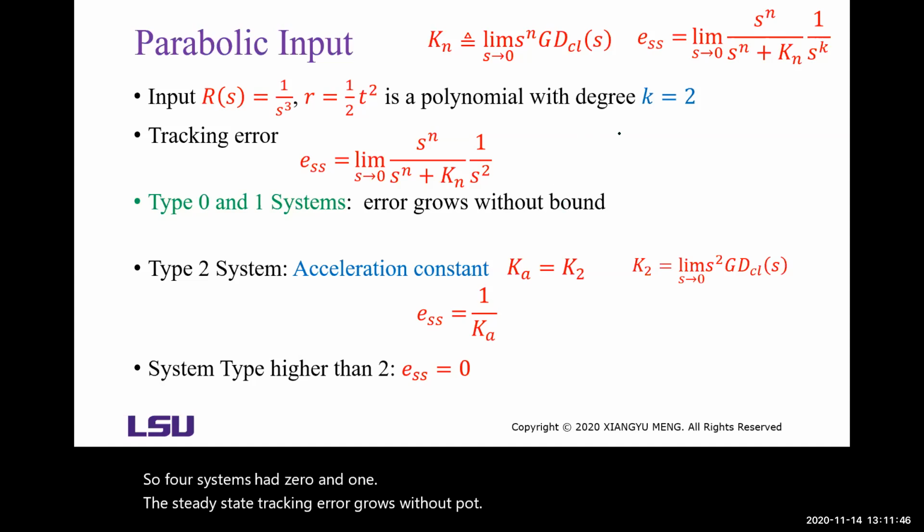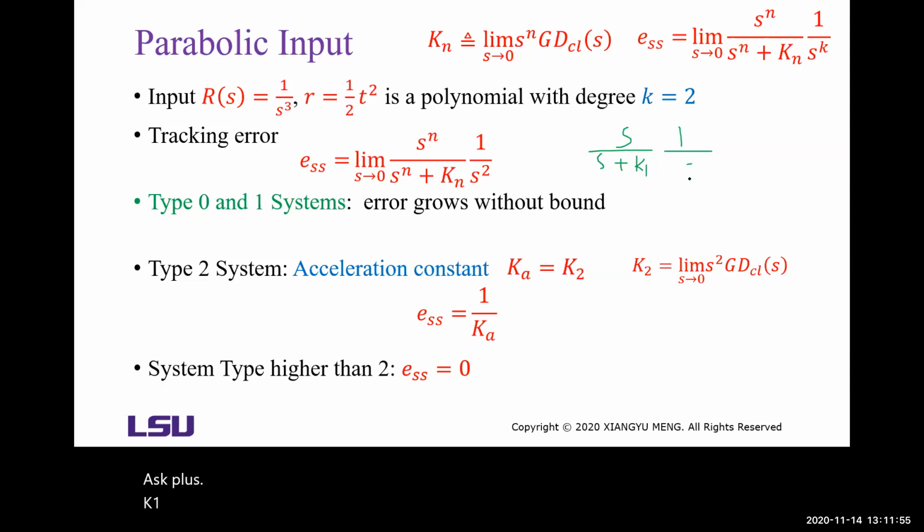So if we put n is 1, we have s plus K_1, times 1 over s squared. One s is cancelled, so s to the 0. So it will become infinity.